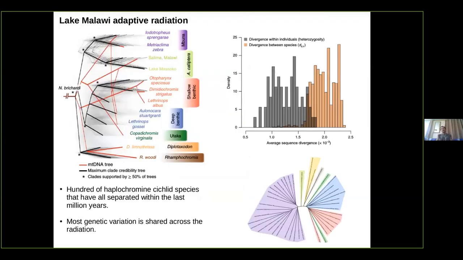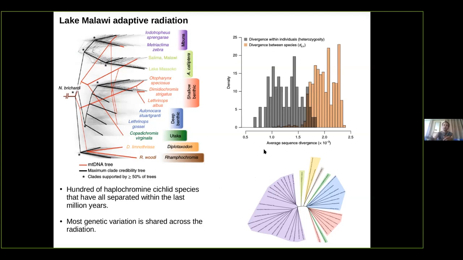So in Malawi in particular, Lake Malawi, which is where I've been working since I joined Richard's group, there are hundreds of these haplochromine cichlid species, and they've all formed over the last million years. They pretty much fall into these seven clades that you're seeing here on this evolutionary tree that corresponds to this colored cladogram. The colors match up, and I'm putting this here because I'm going to show it a lot. A very important point to note is that there's a lot of shared polymorphism in Malawi.